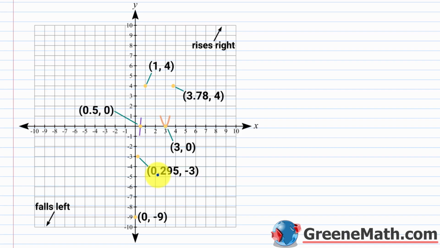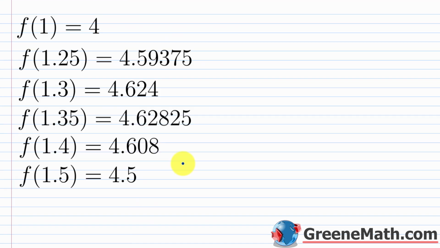So I've added this 0.295, -3, this 1, 4, and this 3.78, 4. So that gives me more points. Again, that allows me to sketch something that's more accurate. So what we can do here is a little estimation technique. And I would start with something like f of 1, which equals 4. Again, that just comes from the point 1, 4 that we just found.